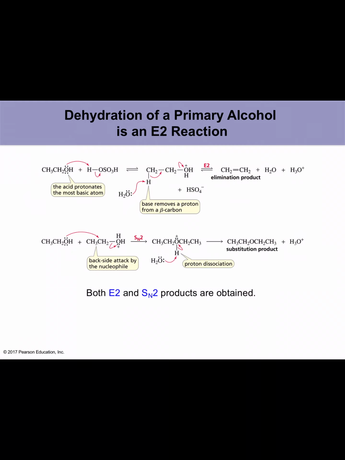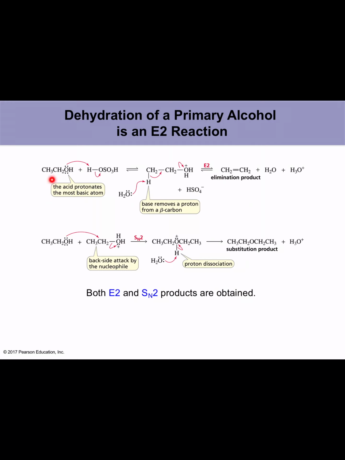Dehydration of a primary alcohol is an E2 reaction. The previous one that we were looking at was a tertiary alcohol, which is an E1 reaction. Now this is a primary alcohol. E2 means bimolecular elimination reaction. So in your rate determining step, 2 molecules are involved. Okay, this is E2 elimination. Let's see what's going to happen.